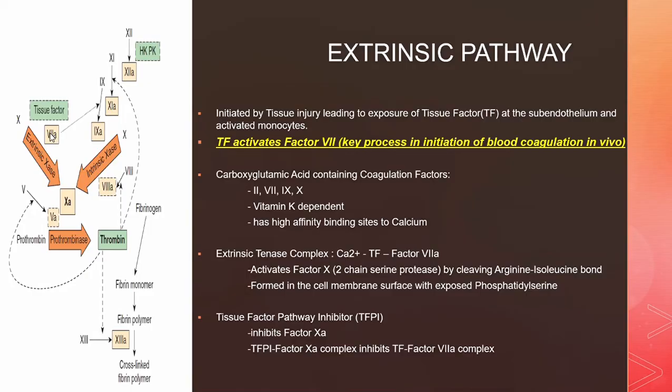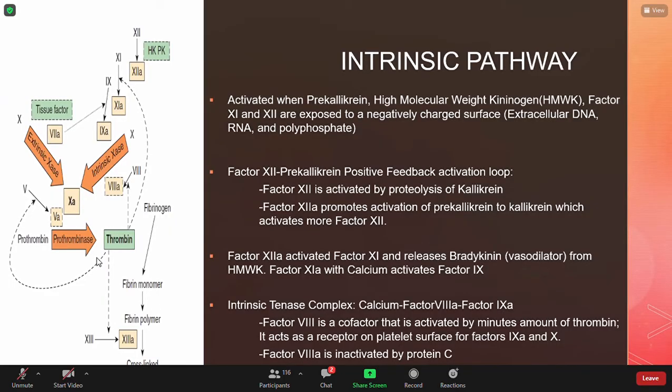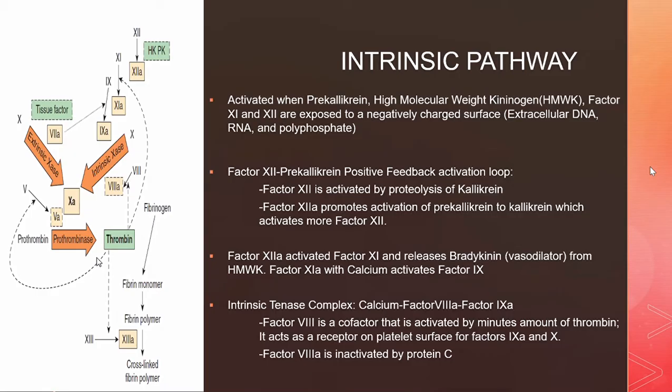Unlike your intrinsic pathway, where the scientists dictate and complicate things. There are so many factors. So, let's start. When your prekallikrein, high molecular weight kininogen, factor 11 and factor 12. Imagine, 4 factors are needed for it to be activated on a negatively charged surface, such as your extracellular DNA, RNA, or polyphosphate. Those are the triggers.